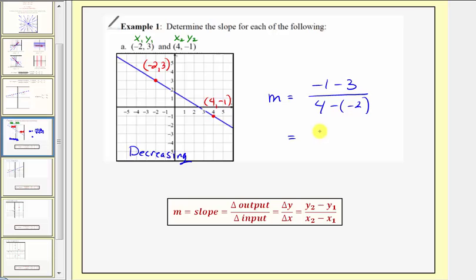negative 1 minus 3 is negative 4. And 4 minus negative 2 is the same as 4 plus 2, or 6. So our slope is negative 4 over 6. But we do have a common factor of 2 here, so this does simplify. The simplified slope is equal to negative 2/3.